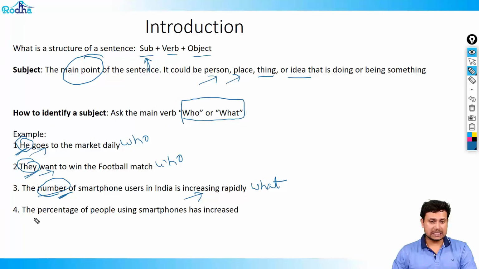Let's move on to the next sentence. It says the percentage of people using smartphones has increased. Again, I'll focus on my verb. What has increased? And I know that the percentage has increased. Therefore, the subject in this case is percentage. I hope this logic is clear. Let's move on to the next topic.